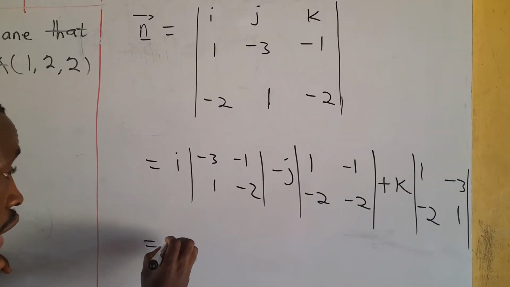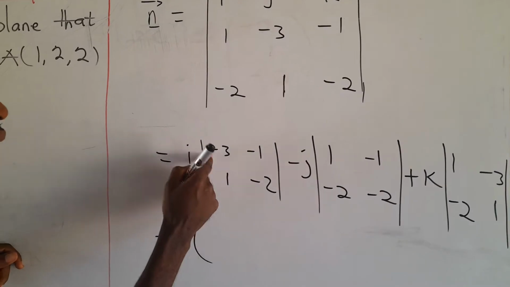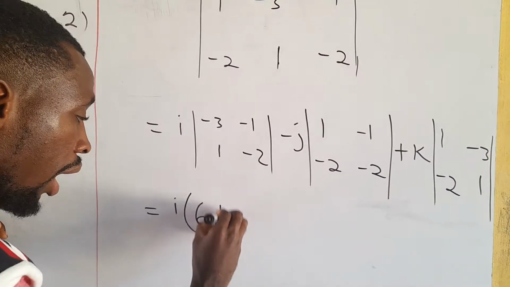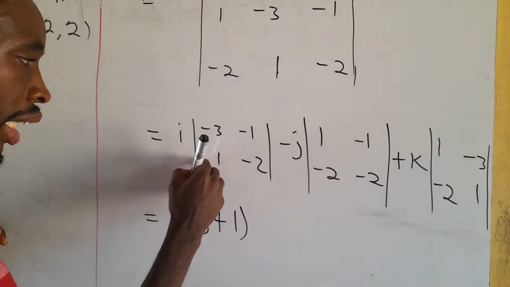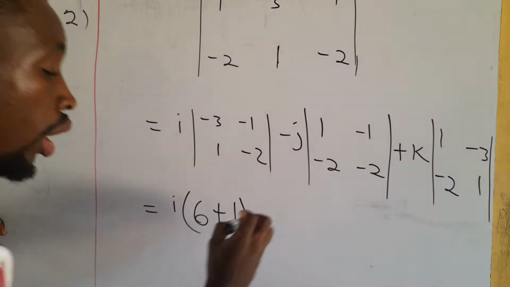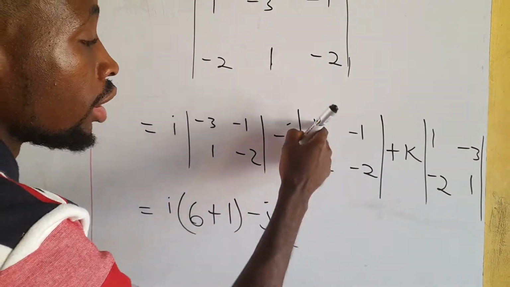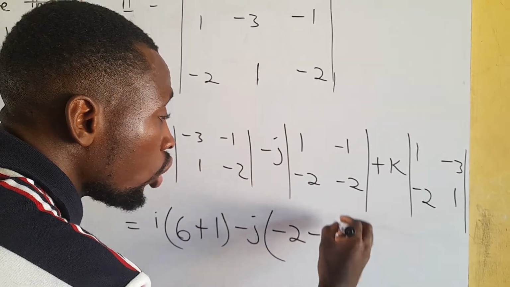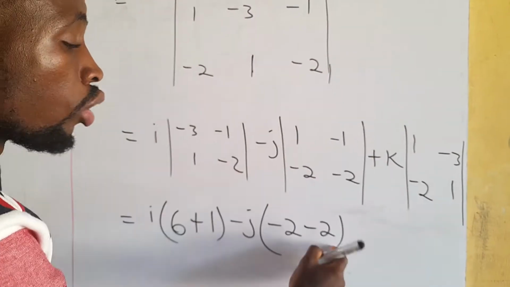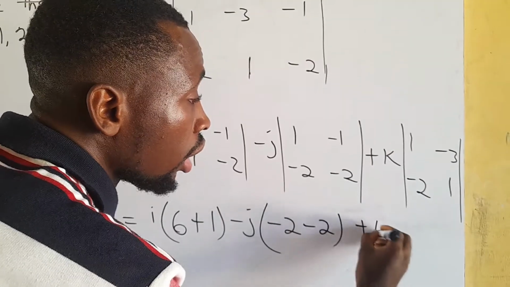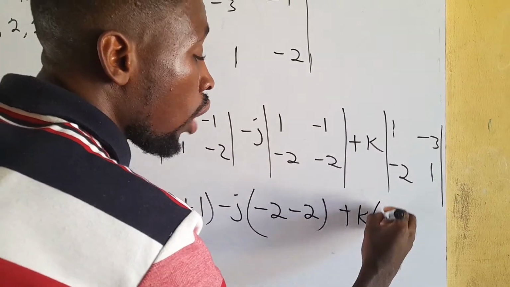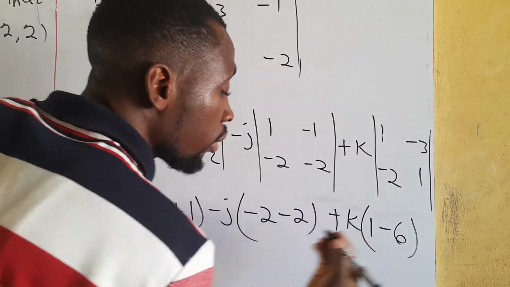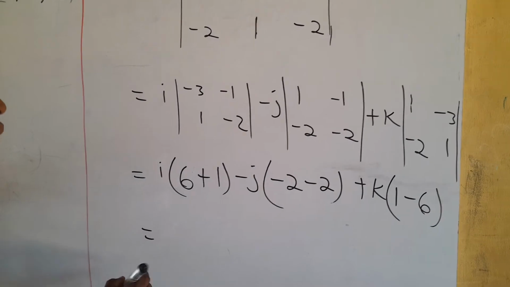So when we solve this, we'll get i bracket. This times this will be 6. Minus this times this will have plus 1. Minus 1 times negative 1 will be plus 1. Minus j, this times this will be negative 2. Then minus this times this, that will be 2. Negative 2 times negative 1 will be 2. Then plus k bracket. This times this is 1. Minus this times this, that will be 6. So minus 6. We'll solve this very well.